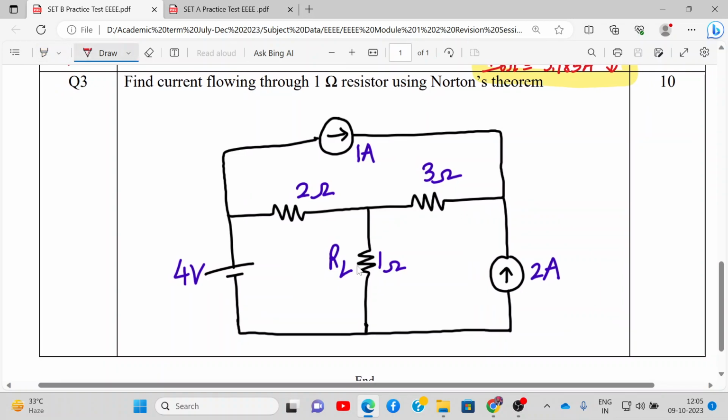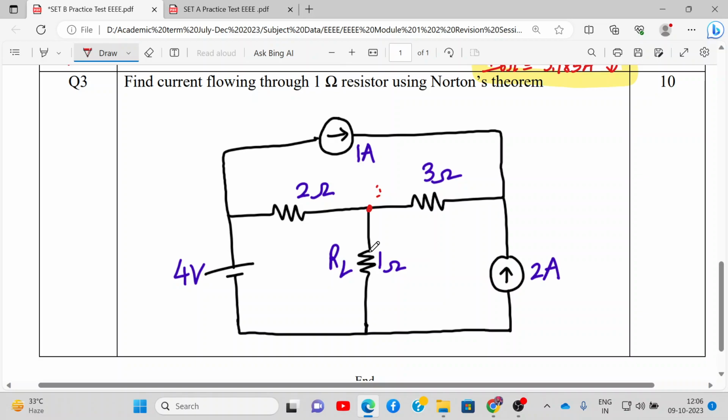So this is my point A. Okay. The page is loading a little. So we need to find the current through 1 ohm resistance using Norton's theorem. All right. So my load RL, I'll mark as point A and B.